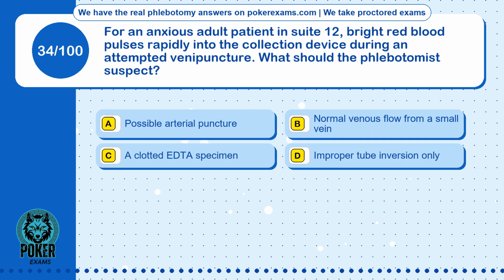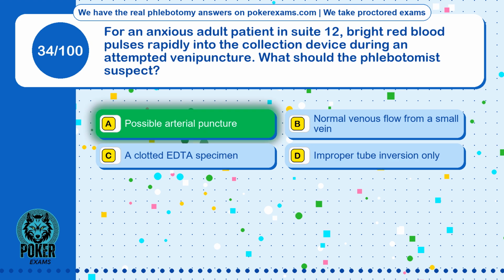Question 34. For an anxious adult patient in Suite 12, bright red blood pulses rapidly into the collection device during an attempted venipuncture. What should the phlebotomist suspect? Option A. Possible arterial puncture. Option B. Normal venous flow from a small vein. Option C. A clotted EDTA specimen. Option D. Improper tube inversion only.